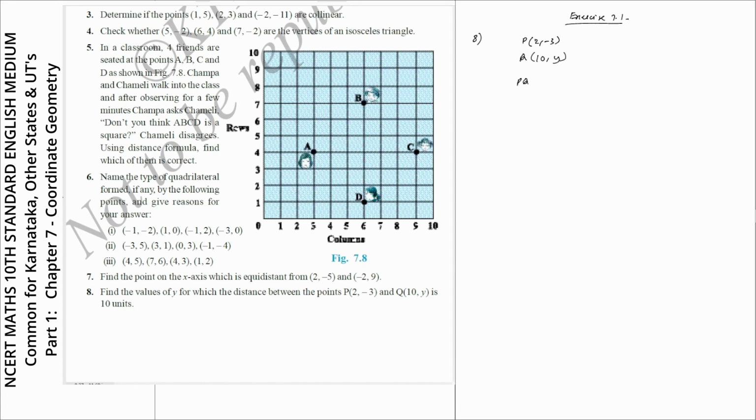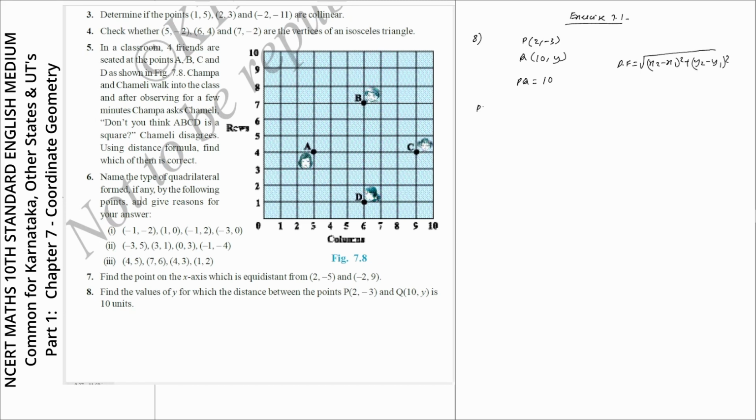So PQ is given as 10. So the distance between P and Q is 10, and we need to find the y coordinate of Q. That's the question. So the distance formula is given by the square root of (x2 minus x1) the whole square plus (y2 minus y1) the whole square.